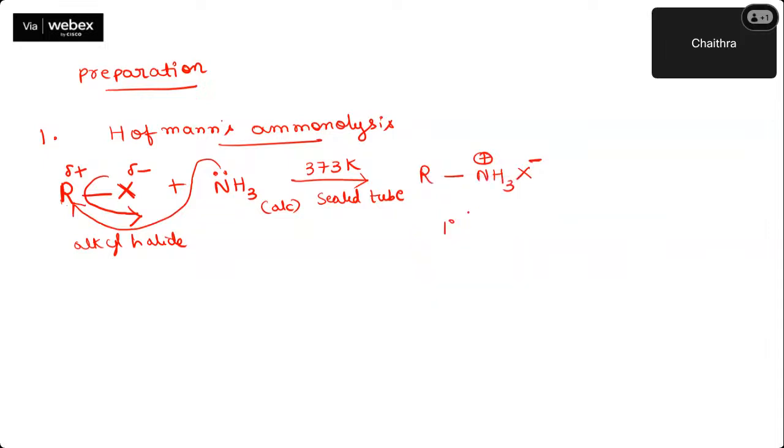So this is called a primary ammonium salt. Now, if you treat this with a strong base, you can regenerate the amine that was formed. Okay, so I will show in a simpler manner how the reaction works.